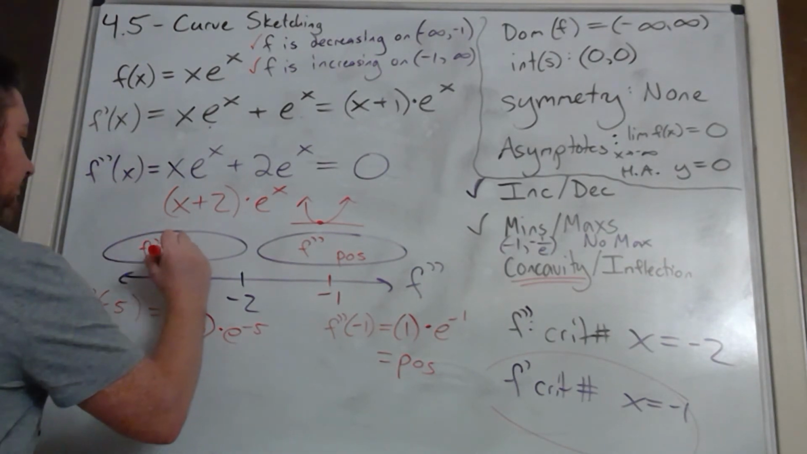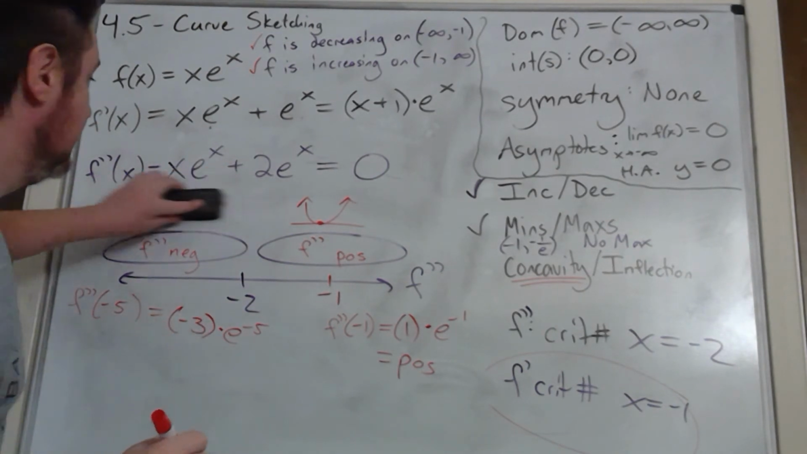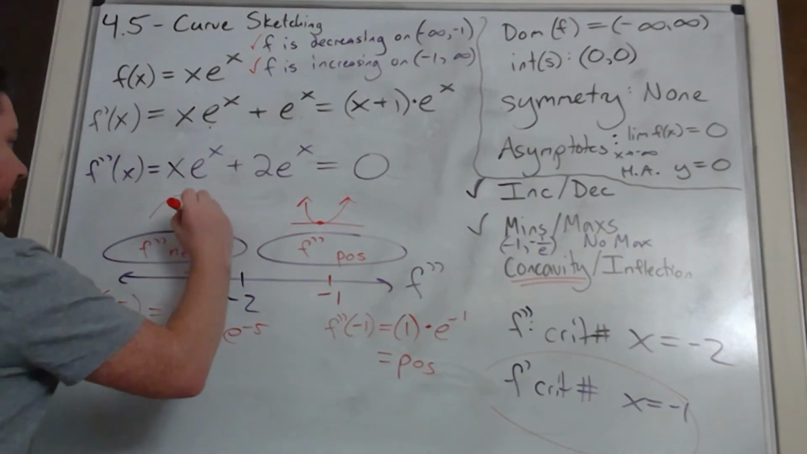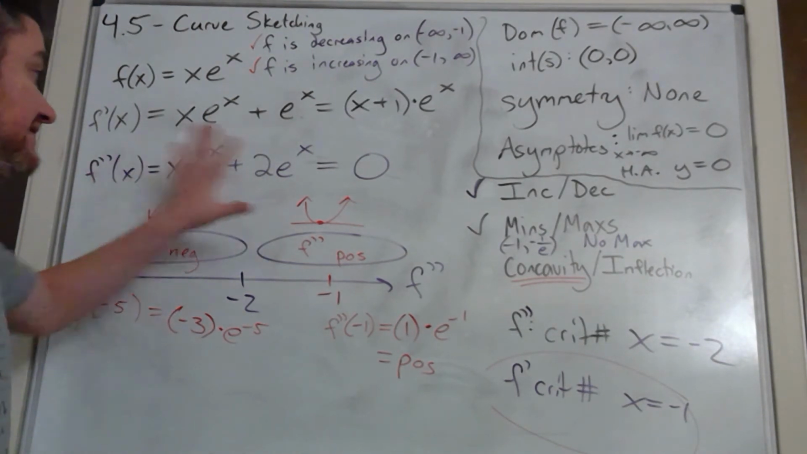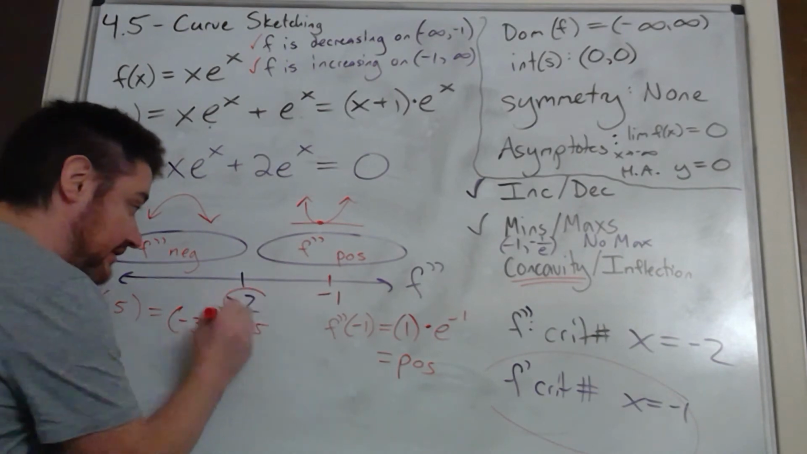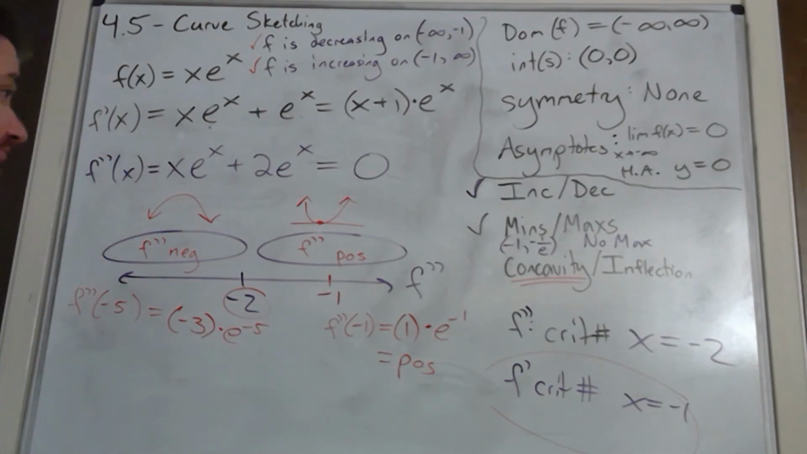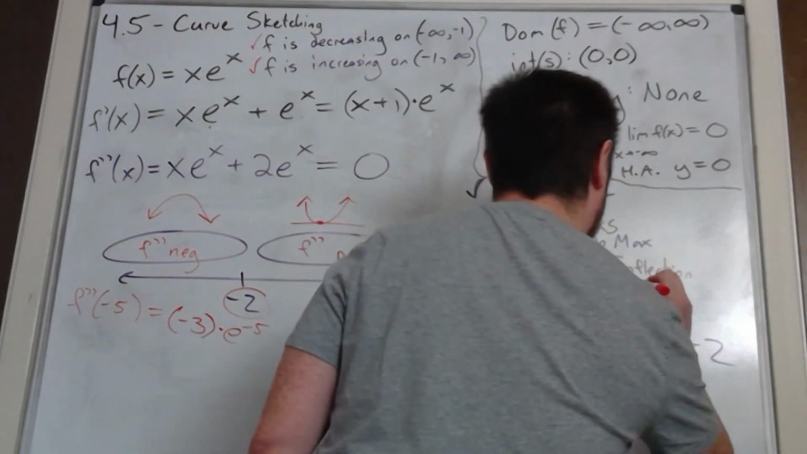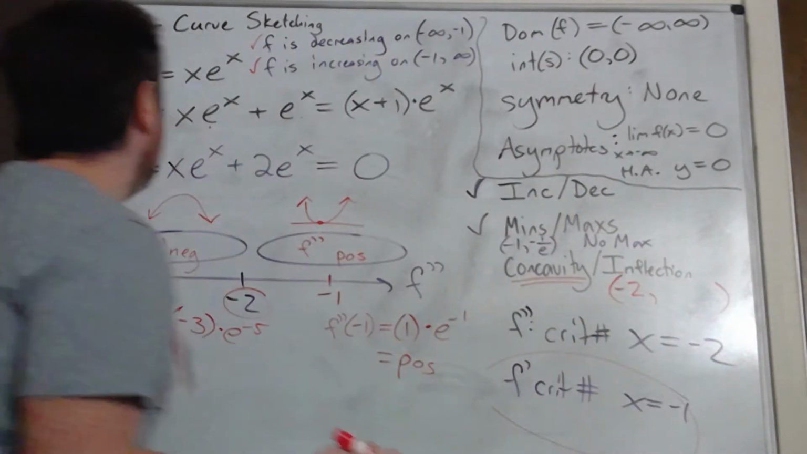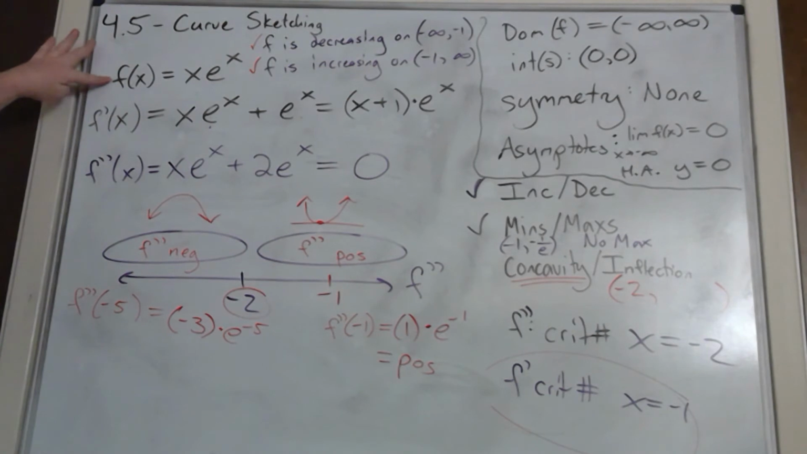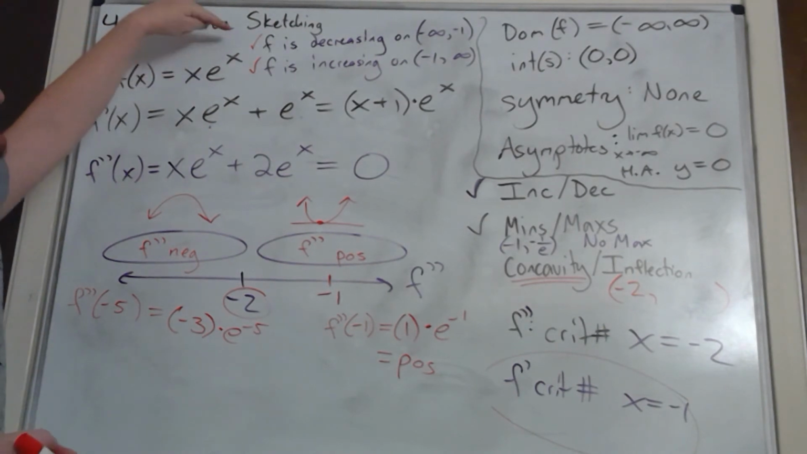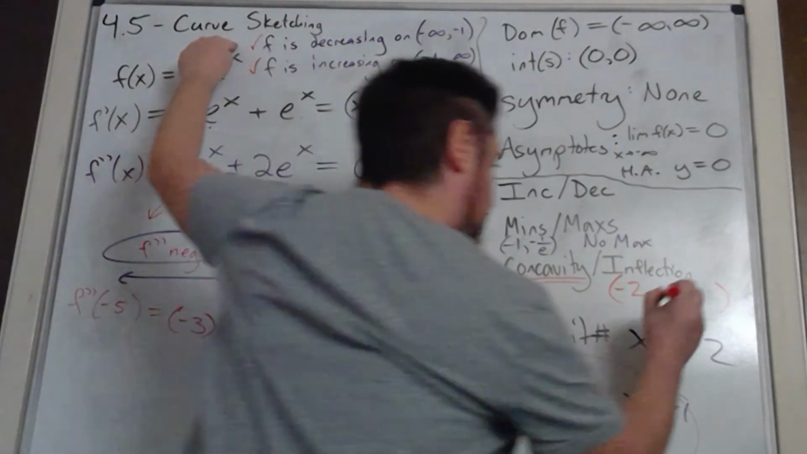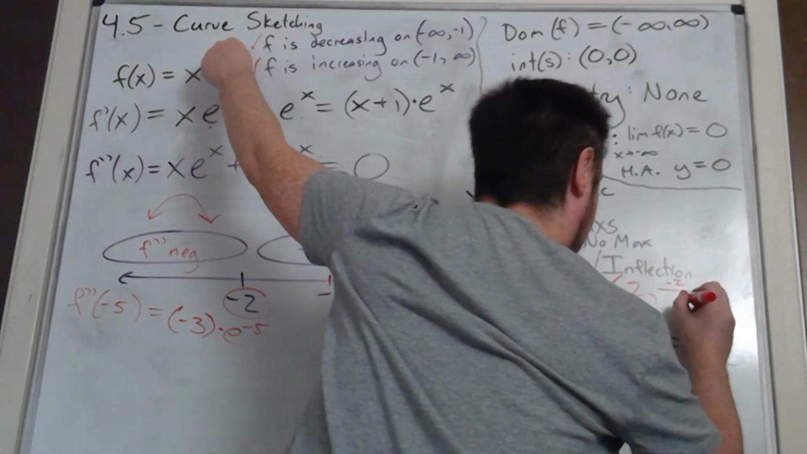So f double prime is negative, which means if you're in a negative mood, you're frowning, so the function is concave down on this interval. Now, it was concave down, then on this side it's concave up, which means it switched concavity, which means we got an inflection point. Okay, so the inflection point is the point -2, comma, f of -2, right? That's always how it works. You always use your original function to find y coordinates. So f of -2 is going to be -2 times e raised to the -2. I can move that to the bottom. So call it -2 over e squared.